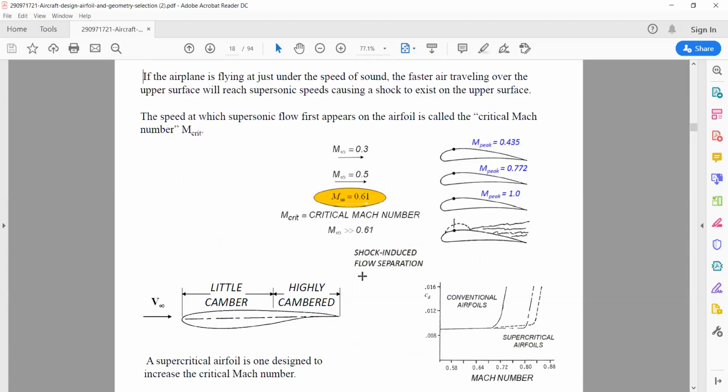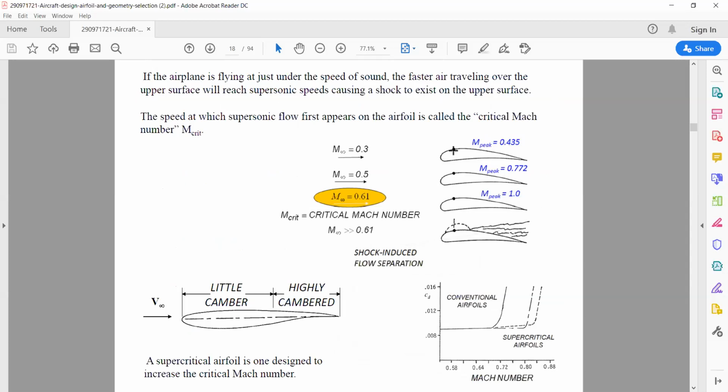Okay. If the airplane is flying at just under the speed of sound, the faster air traveling over the upper surface will reach supersonic speed, causing a shock to exist on the upper surface. See here, this is the point. So when the air is flowing at a higher rate, what happens? There is a point where it reaches a maximum.